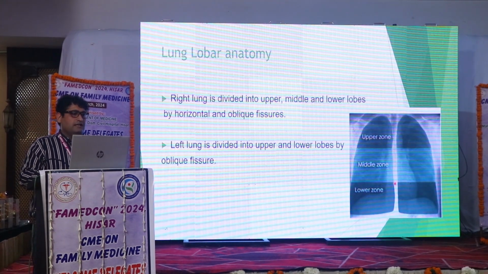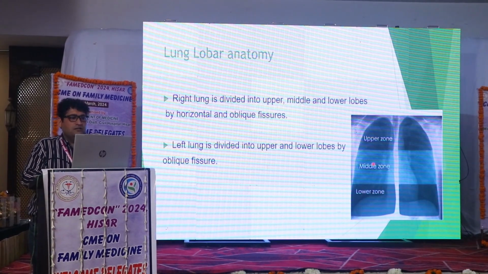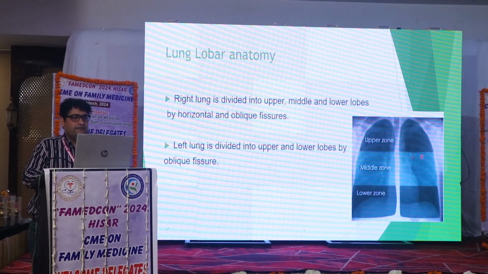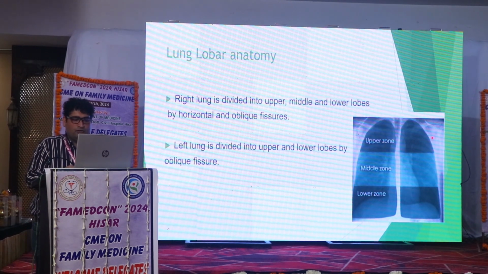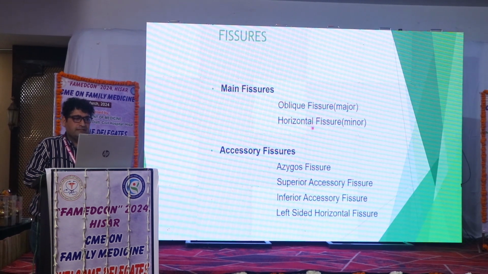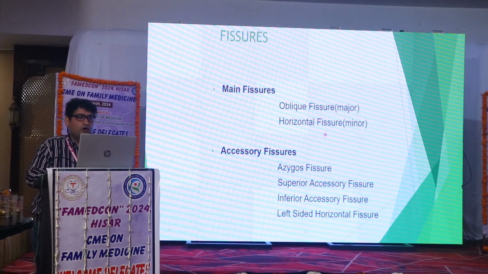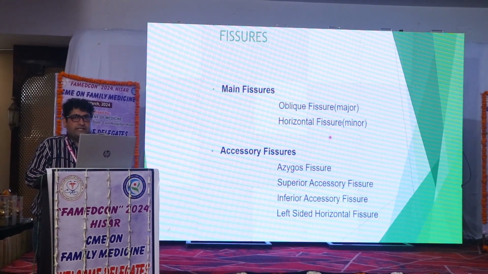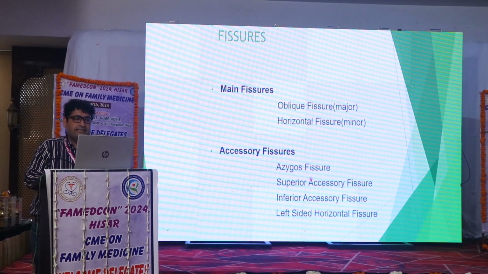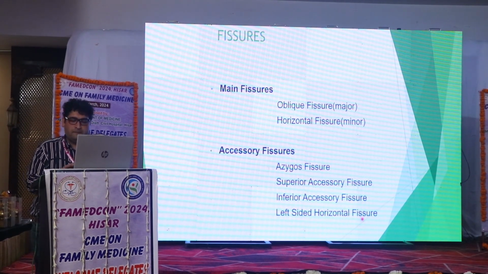Now coming to lung lobar anatomy. The right lung is divided into upper, middle and lower lobes on the basis of the horizontal and oblique fissures, which I will explain later. The left lung is usually divided into upper and lower lobes by the oblique fissure. So on the right side there are two fissures, however on the left side there is only one fissure. One is the oblique fissure, which is major, and the horizontal fissure, which is minor. Sometimes in some patients, additional accessory fissures are also there, such as the azygos fissure, superior accessory fissure, inferior accessory fissure, and left side horizontal fissure.